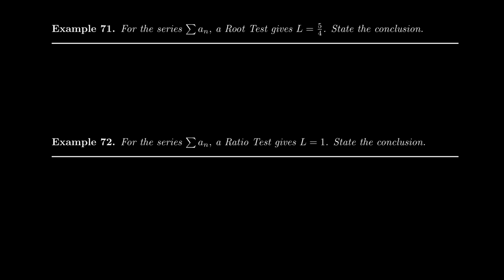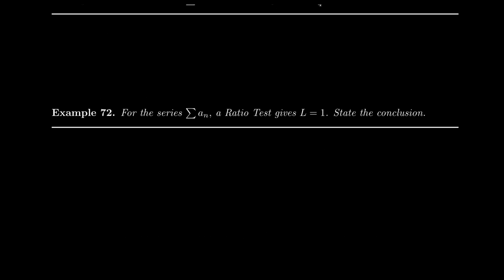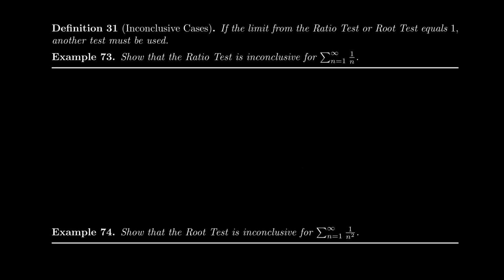L is 1. We can't say anything if it equals 1. So we can't say anything. We've got to use another test. Ratio test and root test fail us horribly if L equals 1. Hope it never does. Okay. In some cases, we can get 1. Another test has to be used.